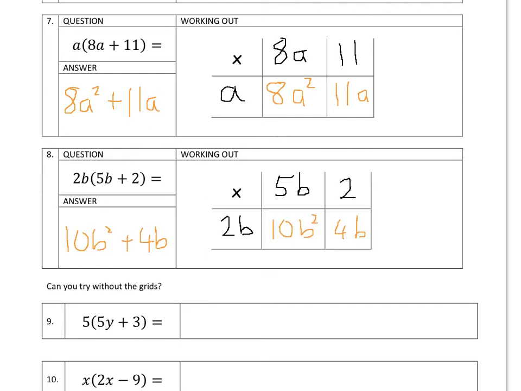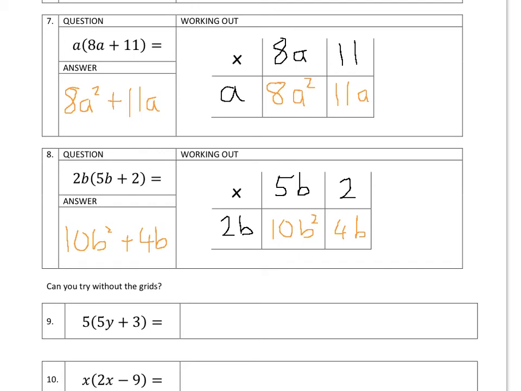Okay, so you can see the answer now. So I got 10b squared because 5 multiplied by the 2 gets me my 10, and a b multiplied by the other b gets me my b squared, and I got 4b because it's 2 lots of 2b, and there's my final answer. I can't simplify it, I can't combine them because b squareds are different to b's, so I can't add them together.